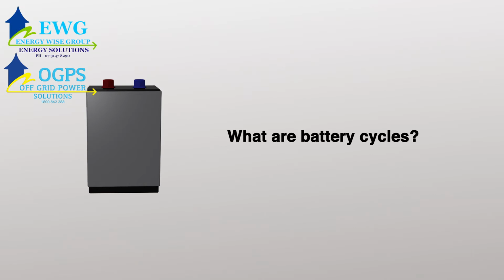What are battery cycles? The amount of cycles a battery has is used to determine the estimated life of a battery. A complete cycle consists of a charge, discharge, charge. A cycle is not full discharge and recharge. A partial discharge and recharge constitutes one cycle. As little as 10% is one cycle.